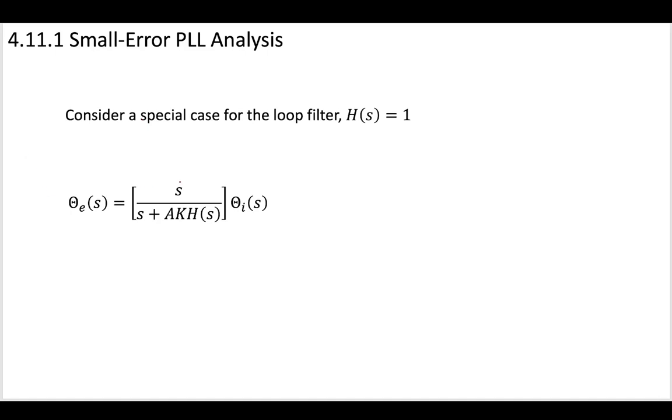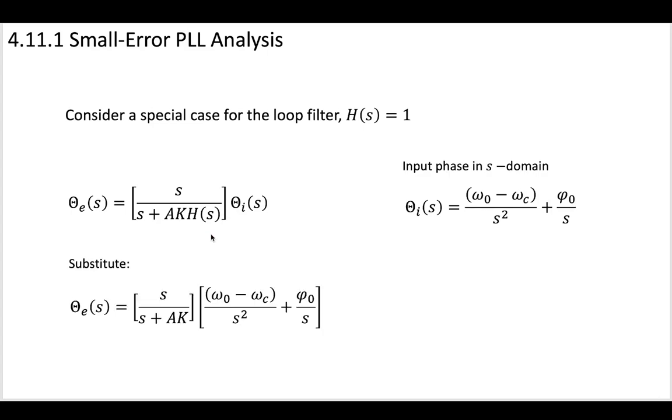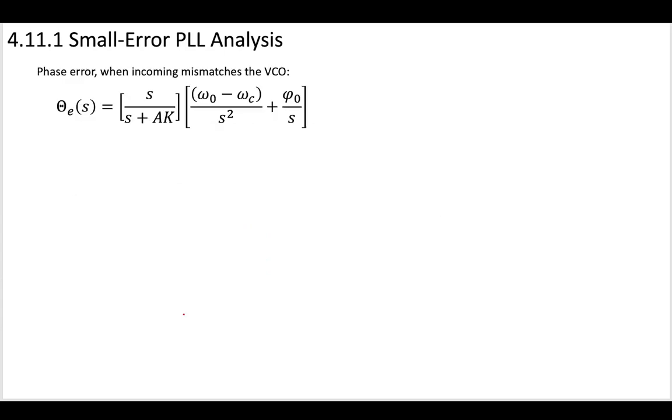Okay, great. So now let's consider the special case where the loop filter is just equal to 1. That's going to simplify this a little bit further, because we just figured out what this is. For simple analysis, we'll assume that this is equal to 1. So this filter function is just a passing filter, and then A and K remain those constants. So if the input in the S domain, which we just found, is this, and we substitute that in, now we see that the S domain input goes here, and so we have two somewhat complex terms multiplying each other. This is what the phase error is going to look like when the incoming phase mismatches the VCO.